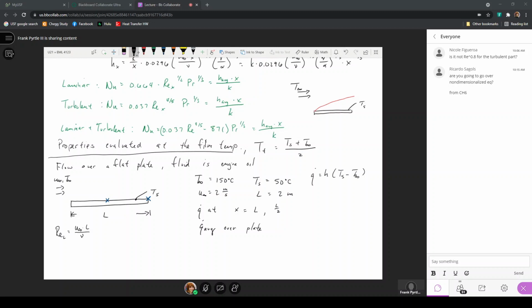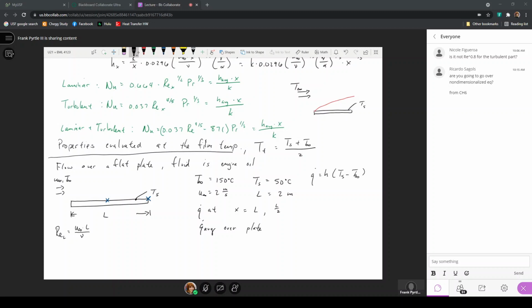If I find that at the trailing edge of the plate that it's laminar, then it's laminar over the entire length of the plate. If I find that it's turbulent at the trailing edge, that means that there's a transition point that exists over the plate, and I'd want to find exactly where it is, because if I have to calculate a heat flux at x equals L/2, I want to determine whether or not that is in the laminar region or the turbulent region.